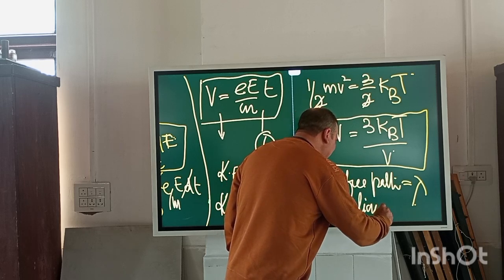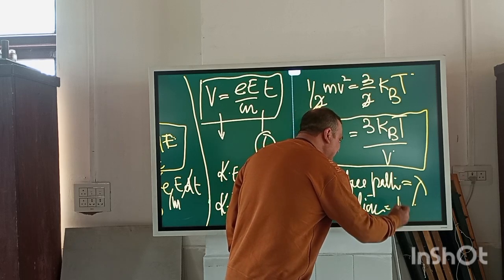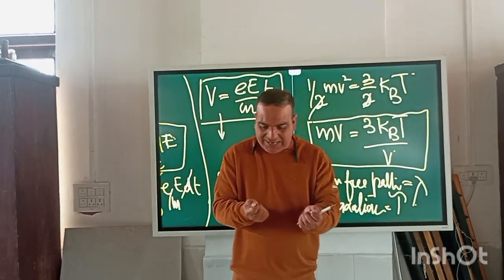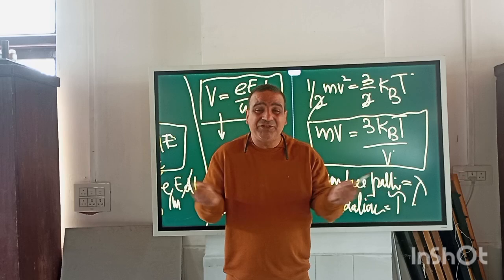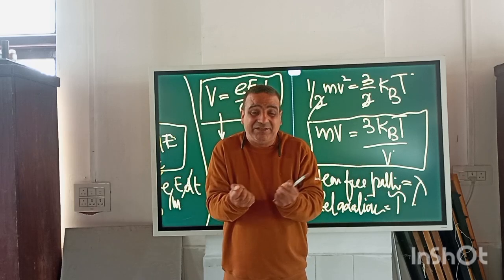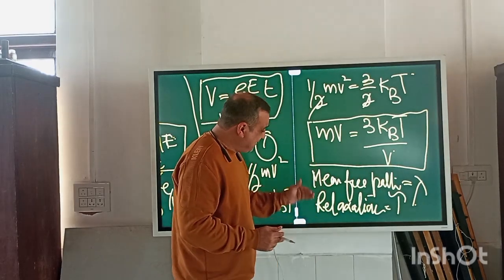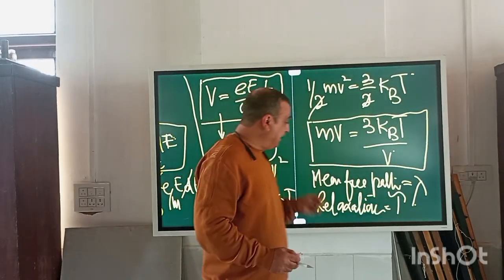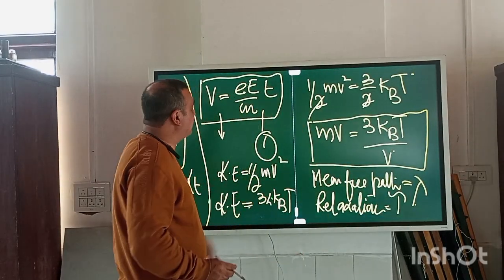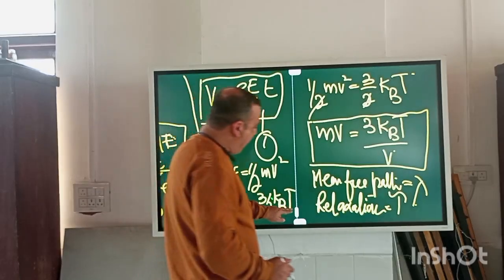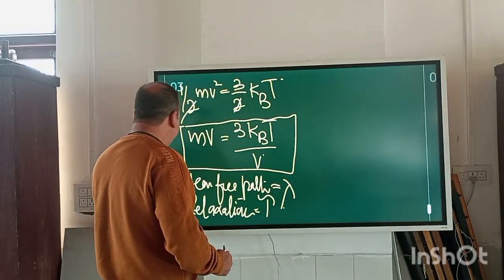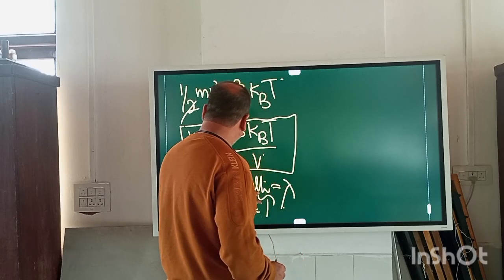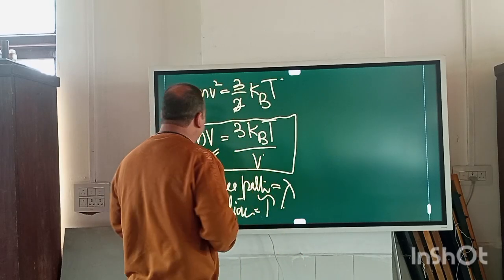Relaxation time, and this relaxation time is symbolized as tau. Relaxation time gives us the measure of the average time of a collision between the two electrons. So the time that the electron takes to have a collision with another electron leads to what's called relaxation time.